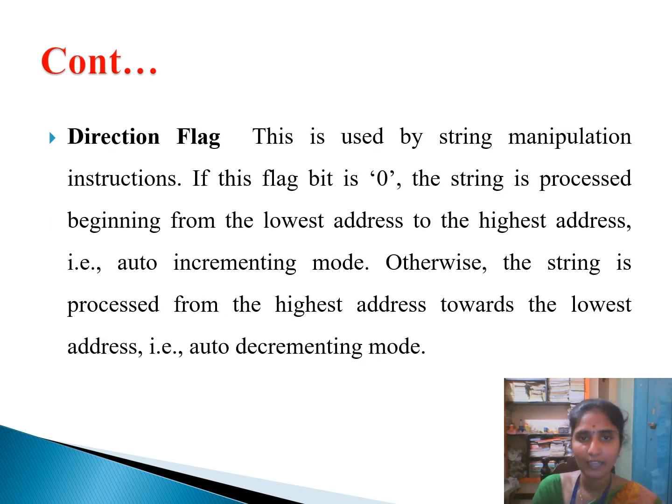Next, direction flag. This is used by string manipulation instructions. If the string is processed beginning from the lowest address to the highest address, that is auto increment mode, then the flag bit is 0. If auto decrement mode, the string is processed from the highest address towards the lowest address, then the flag bit is set to 1.